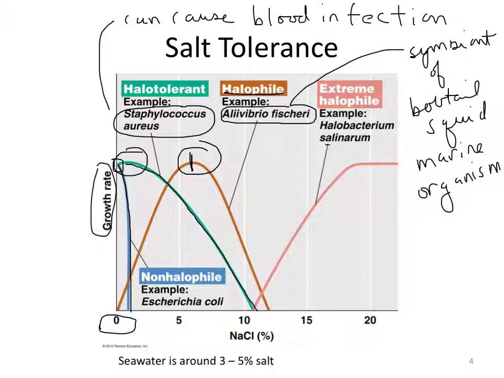Extreme halophiles, like Halobacterium salinarum, are able to tolerate salt concentrations, not just tolerate, but actually grow optimally at salt concentrations as high as 20% sodium chloride. That's the point at which you're right at the solubility limit for sodium chloride. So these organisms are found not in routine seawater, but in places like salt flats, highly brine environments.